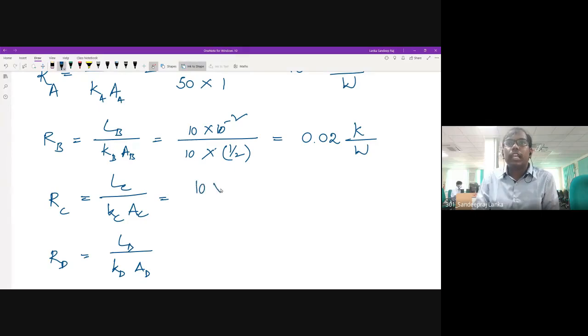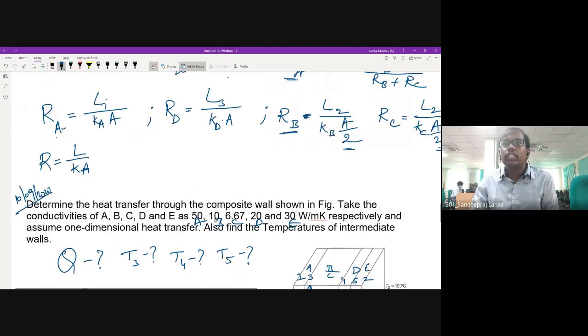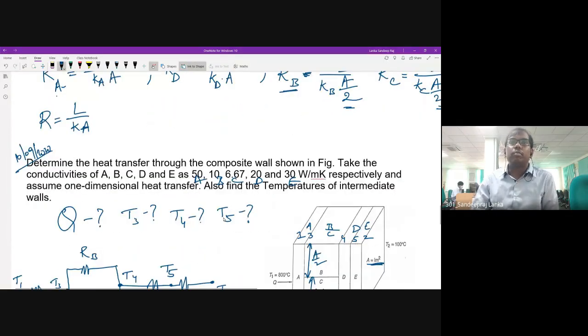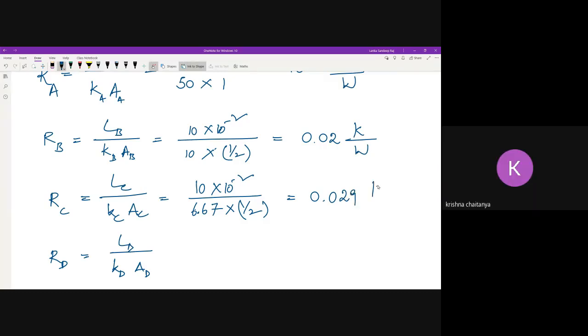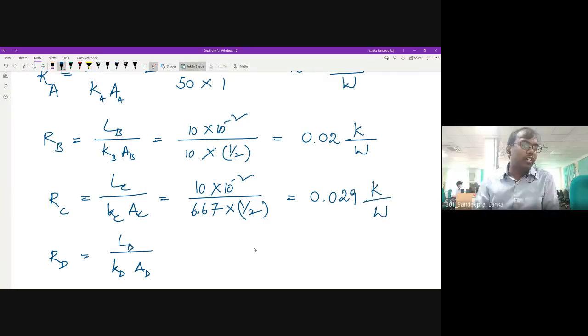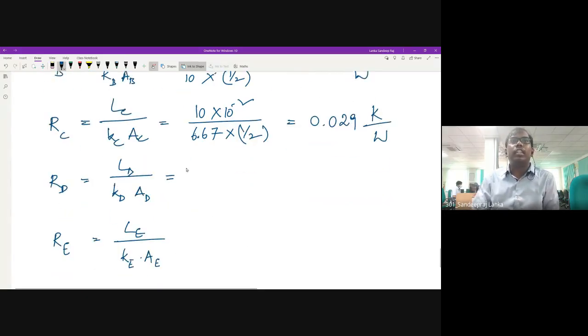Now LC is again 10 to the power of minus 2 by KC. KC is given in the question as 6.67, into the area, again it is 1 by 2. Somebody tell me this. 0.029 Kelvin per watt. Good. You are done with your RA, RB, RC.